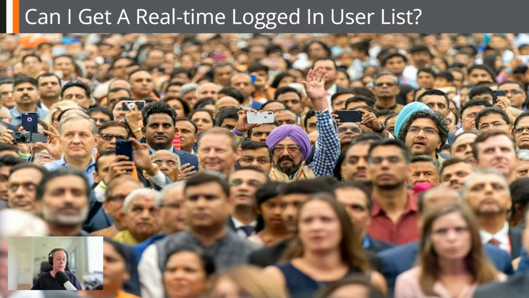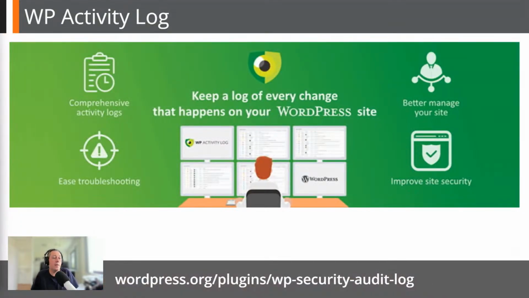Okay, let's have a look at some plugins. The first one here is WP Activity Log. It's probably the best free tool to monitor user activity in a WordPress website. There's the URL down the bottom, wp-security-audit-log from the WordPress repository on wordpress.org.